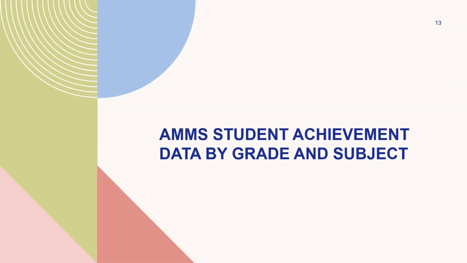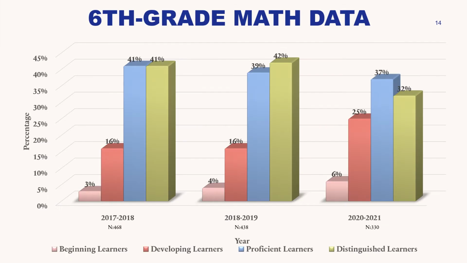So now we're going to specifically look at student achievement data by grade and subject. We're really just going to focus on math here, looking at the 6th, 7th and 8th grade math breakdown of proficiency levels. This is just the 6th grade math data over the past few years, and you can see that 6th grade math has shown a slight increase in beginning learners, and there is also a pretty large increase in the number of developing learners, with an increase of 9%. The number of students that were at or above proficient decreased in the last 2 years from 81% to 69%.